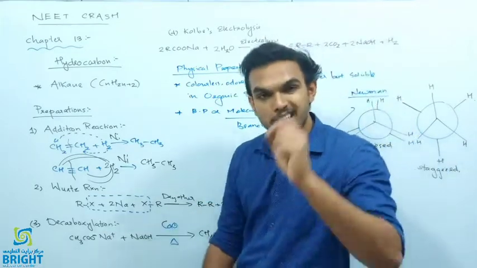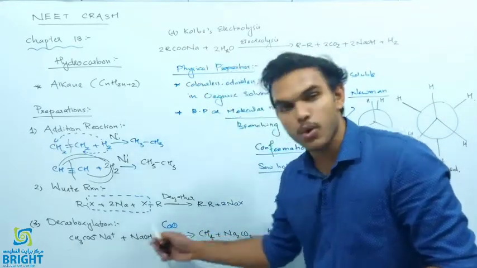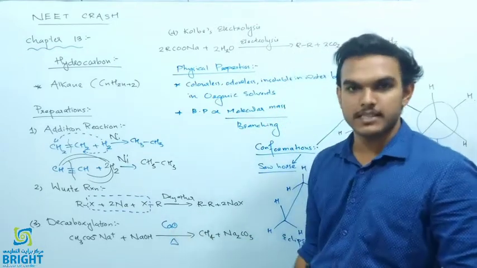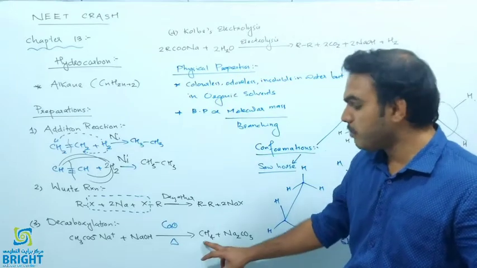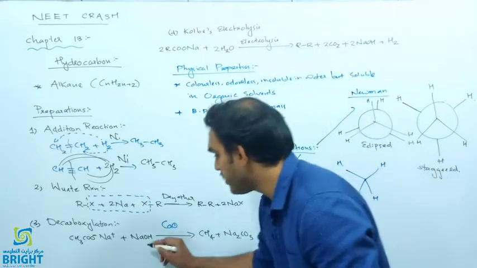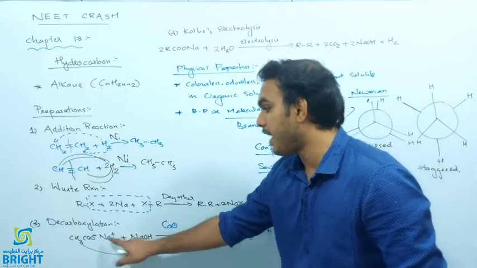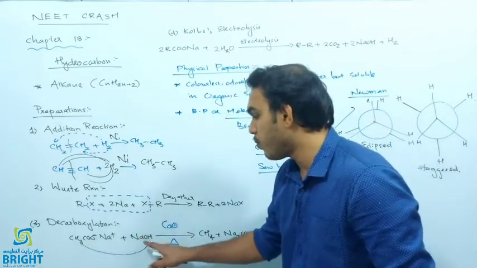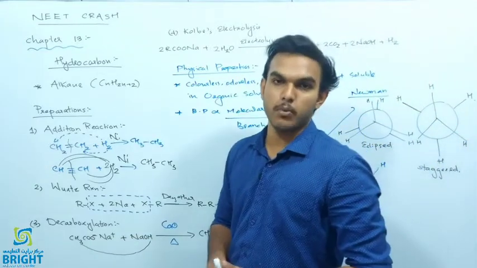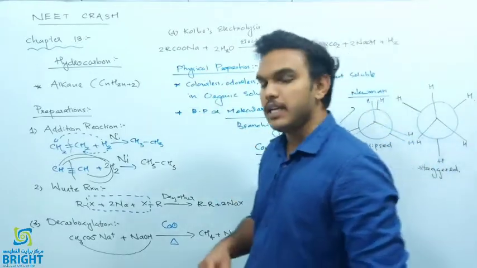Then we discuss the decarboxylation reaction. In this decarboxylation reaction, I am giving an example of CH3COONa reacting with NaOH in the presence of CaO and heat. That is decarboxylation. So it will become CH4. This H will move to this carbon, and it will become CH4. Then the remaining Na2, C and three oxygens will become Na2CO3. This reaction is known as decarboxylation. So now we have studied the addition reaction, Wurtz reaction and decarboxylation.